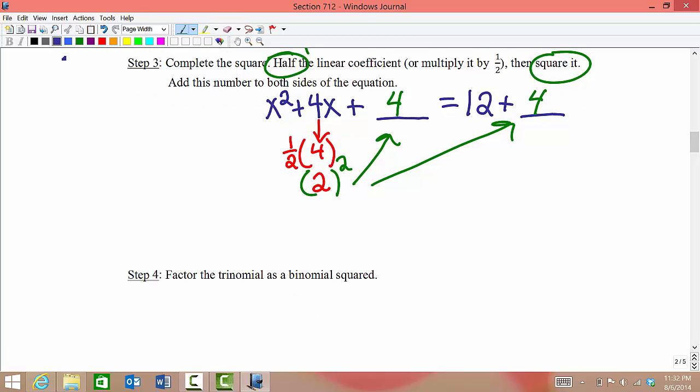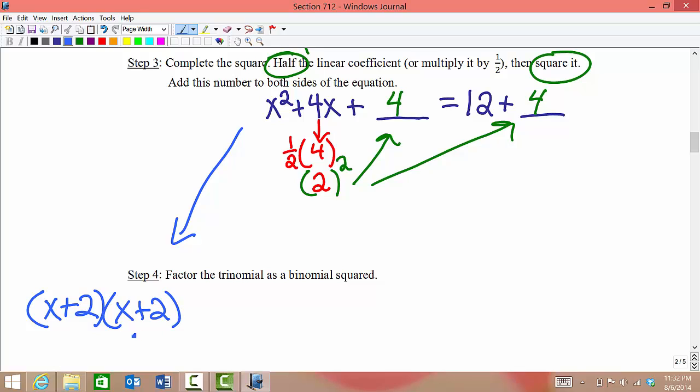Now I want to factor that trinomial. I have just created a perfect square trinomial on the left-hand side. How does that factor? X squared plus 4x plus 4. Let's talk about it for a second in the long way of factoring. The long way of factoring would be to factor that using reverse FOIL. That would be x plus 2 times x plus 2. And we could check that to make sure that it does give us that correct middle term.